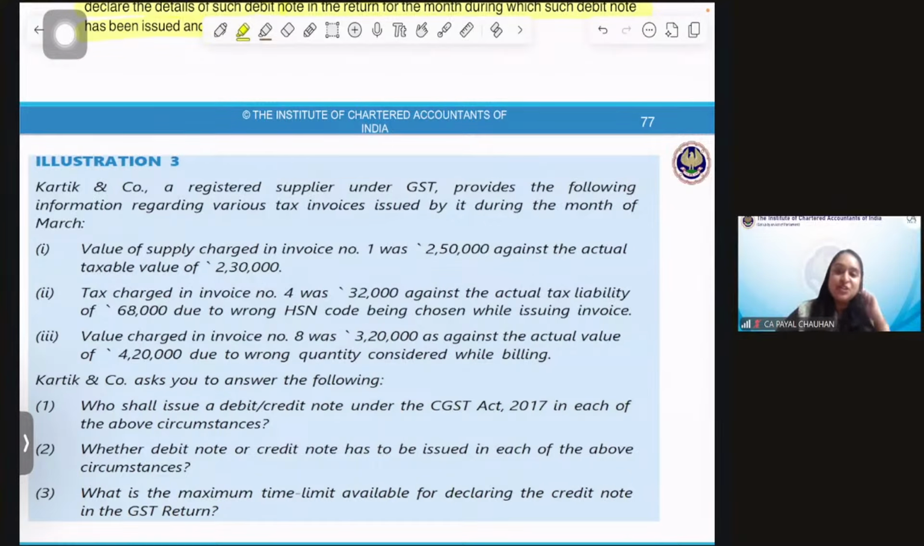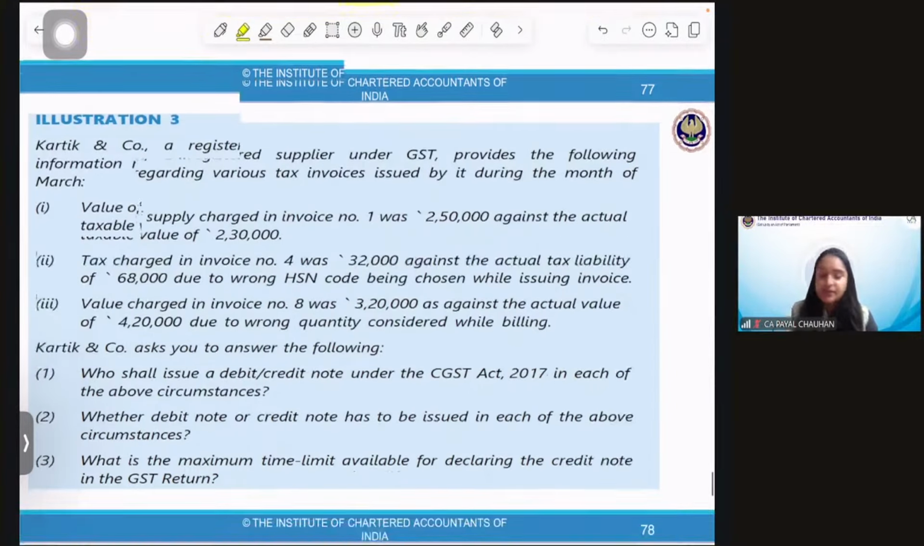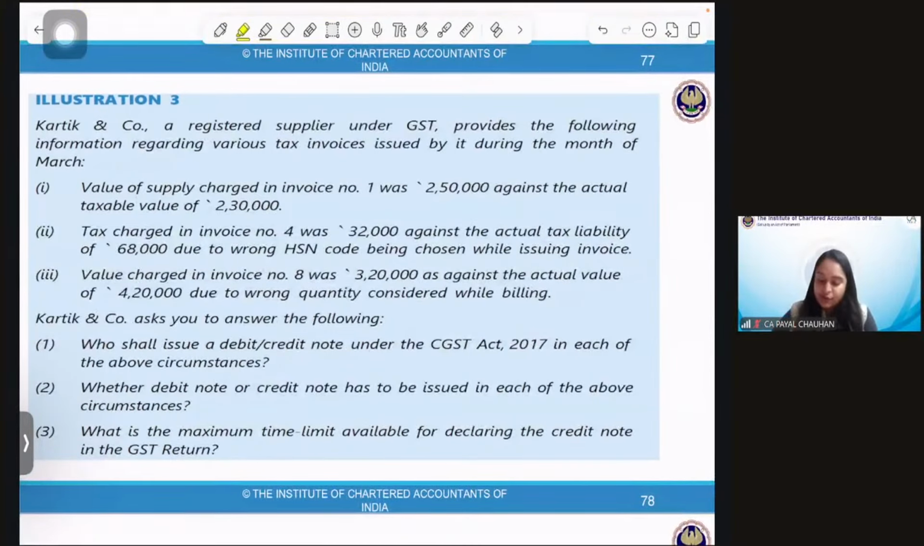Now, an illustration for you people. I need you to answer them perfectly. Karthik and Company, a registered supplier under GST. Provide the following information regarding the various tax invoices issued by it in the month of March, as well as regarding the others.